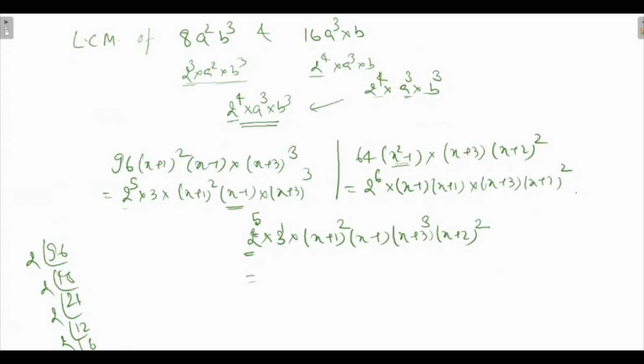This will be 2 to the power. So this is where I made a mistake actually. 2 to the power 5 and 2 to the power 6. The highest power is 6, so 2 to the power 6 has to be here. Okay, so 2 to the power 6 should have been here. 2 to the power 6 into 3, which will be 192. This is 192 into x minus 1, x plus 1 whole square, x plus 2 whole square, x plus 3 whole square. Okay, now this is what is your expression of LCM.